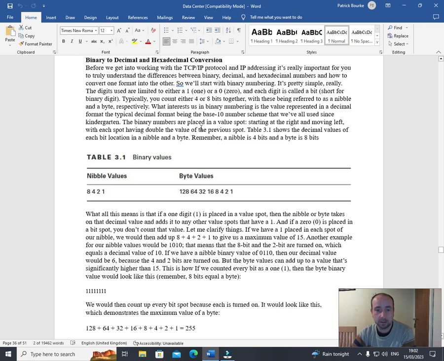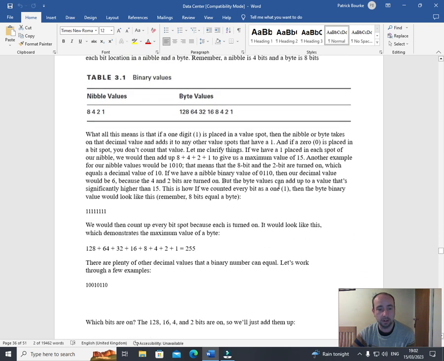The binary numbers are placed in a value spot starting at the right and moving left, with each spot having double the value of the previous spot. Table 3.1 shows the decimal values of each bit location in a nibble and a byte. Remember, a nibble is 4 bits and a byte is 8 bits. Nibble values: 8, 4, 2, 1. Byte values: 128, 64, 32, 16, 8, 4, 2 and 1.